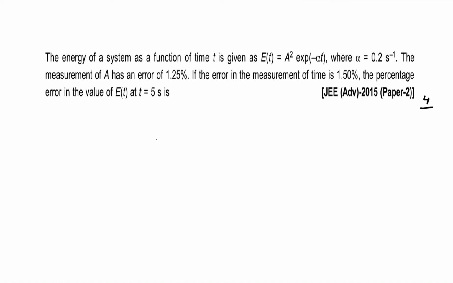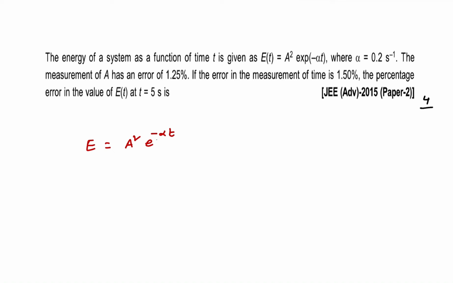Now I will move to the other question. This is a 2015 Advanced question. The energy of a system as a function of time t is given as E(t) equal to A squared e to the power of minus alpha t, where alpha is 0.2 per second. The measurement of A has an error of 1.25%. If the error in the measurement of time is 1.50%, the percentage error in the value of E(t) at t equal to 5 seconds is.